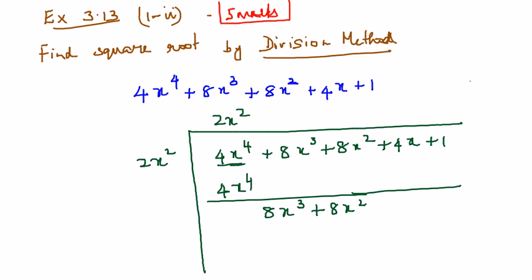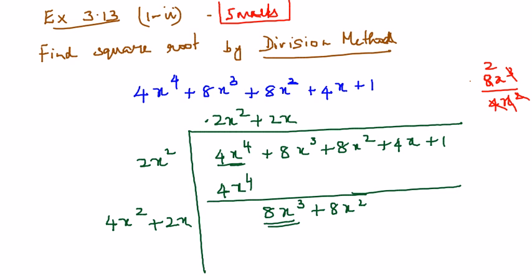Now you multiply whatever you have in the quotient here by 2, so it becomes 4x squared. Now the first term here, you divide that by 4x squared. So 8x cube by 4x squared, the x cube and x squared cancel out, you get x on top, and this is 2, right? So you get plus 2x, and here also you add that 2x.